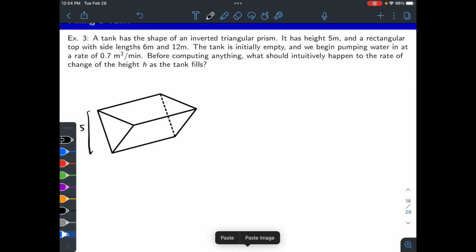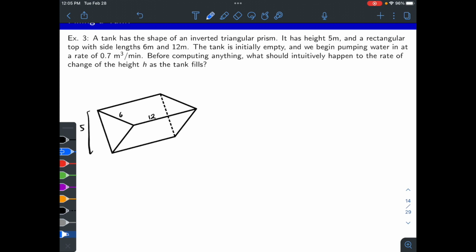All right, it tells us that the height of this is 5 meters. And the top is rectangular with side lengths 6 meters and 12 meters. All right, so we have this side length, and then the distance from the ground to the top. All right, great. And then we're pumping in some water at a rate of 0.7 cubic meters per minute.